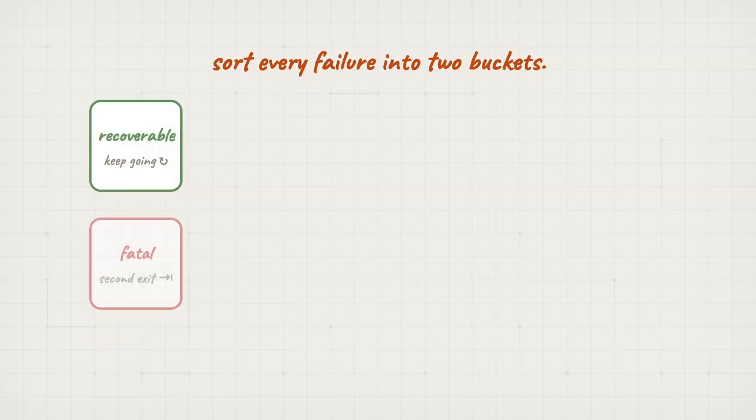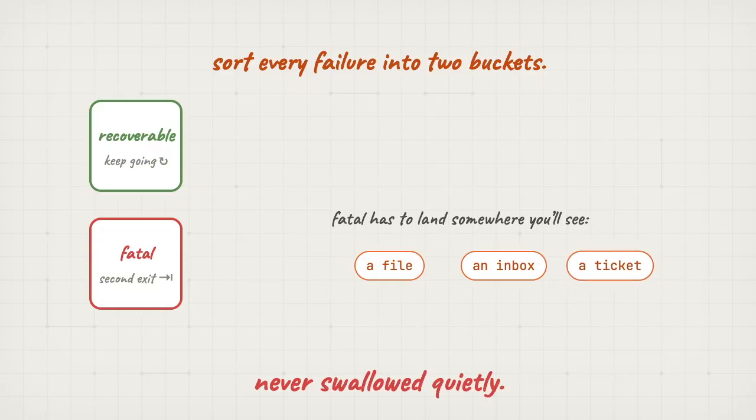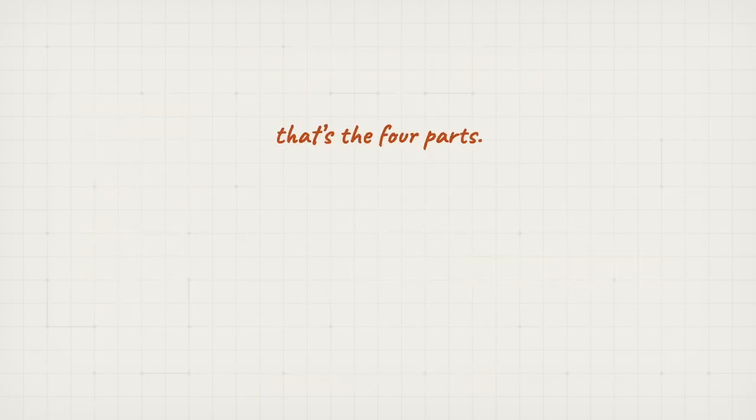So sort your failures into two buckets. Recoverable, keep going. Fatal, take the second exit. And whatever it can't handle has to land somewhere you will see. A file, an inbox, a ticket. Not swallowed quietly. So that's all about the four parts.